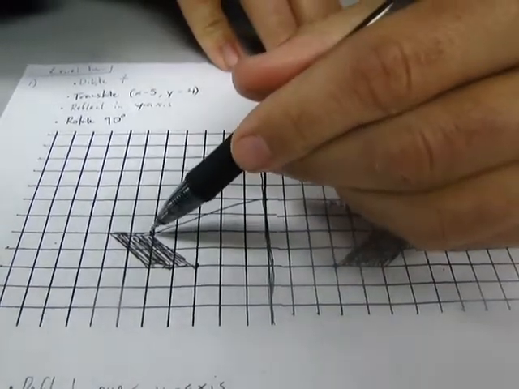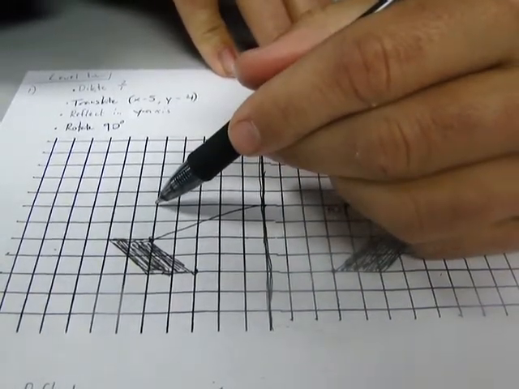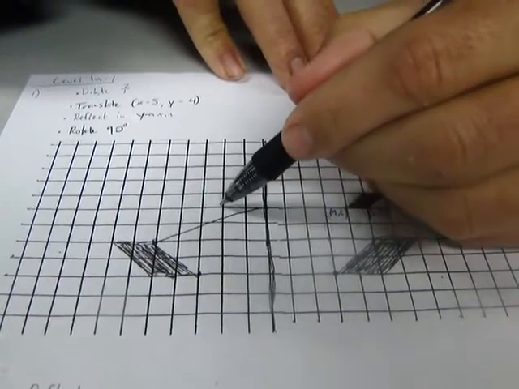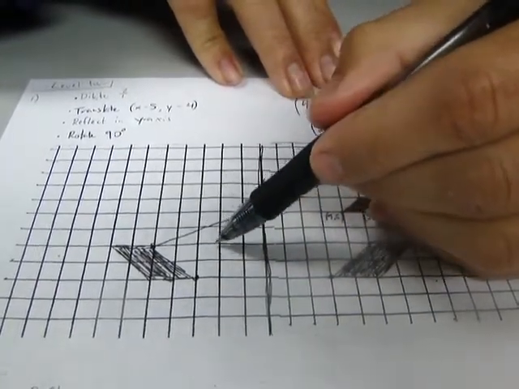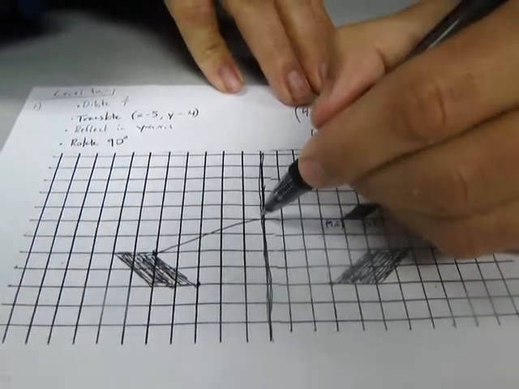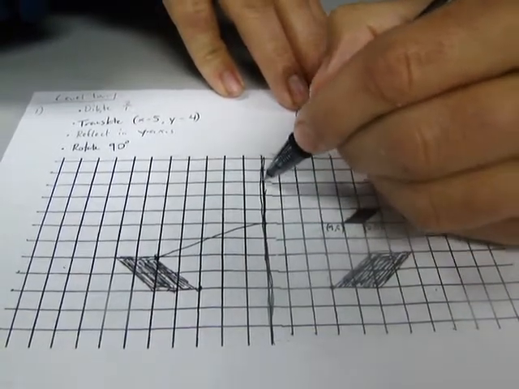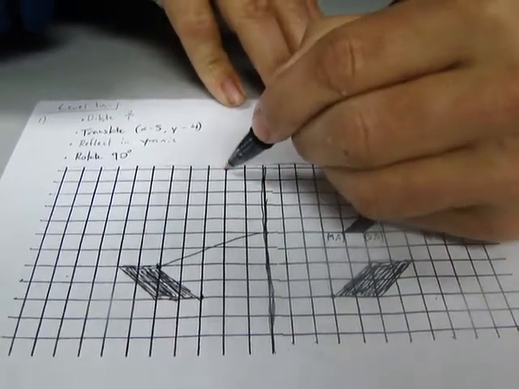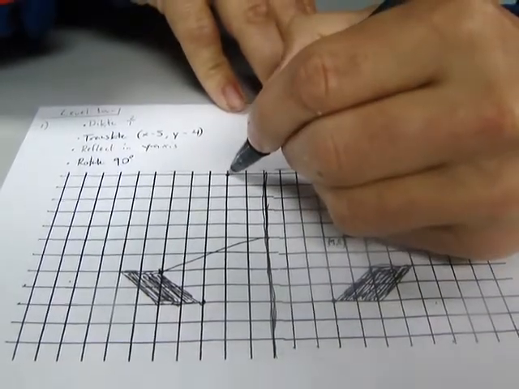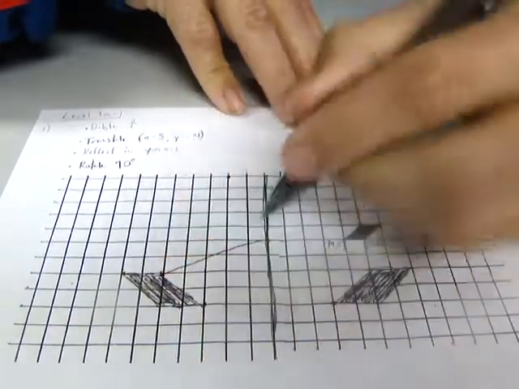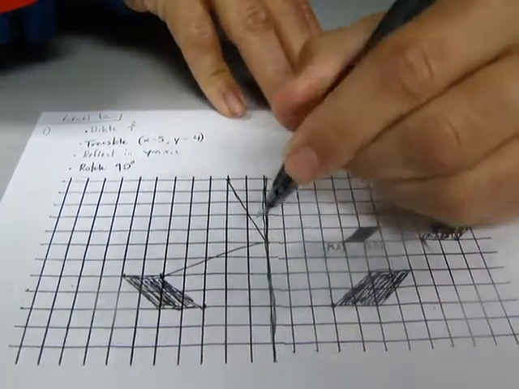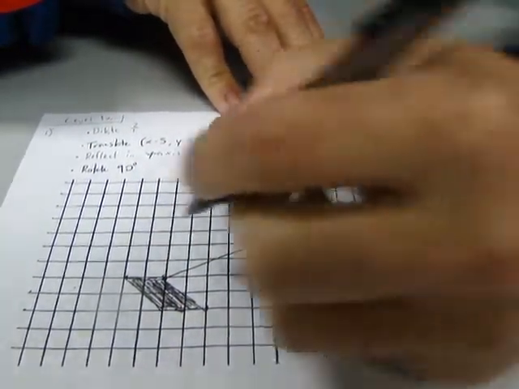So if this one has a y component of 2, then this one's going to have an x component of 2. And if this one has an x component of 1, 2, 3, 4, 5, then this one's going to have a y component of 5. 1, 2, 3, 4, 5, 1, 2. This point becomes this point. This one here, so as you can see, the two vectors make a 90-degree angle.